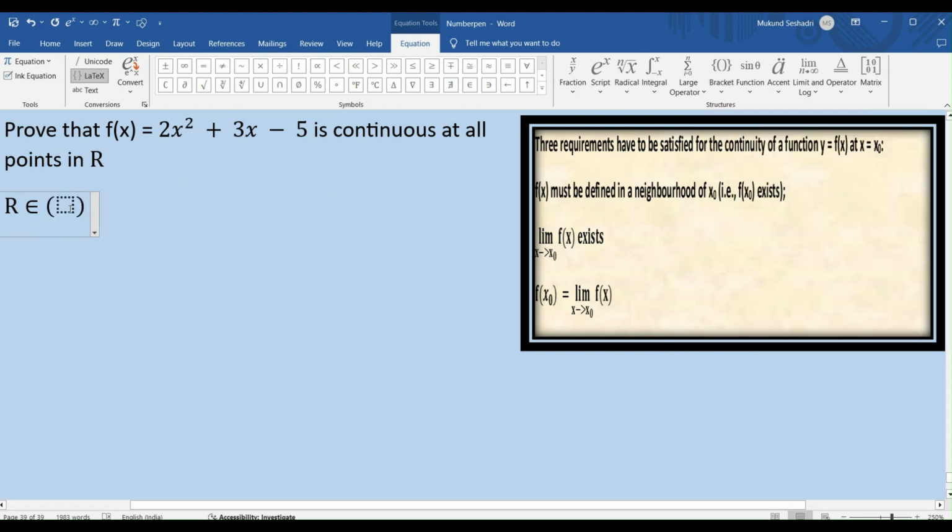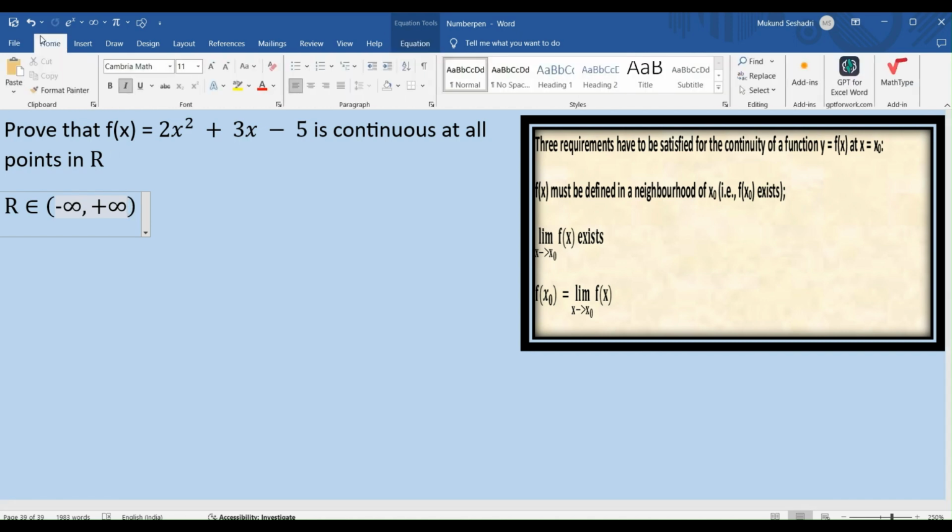And before we actually begin to discuss these three requirements and apply them in this particular problem and solve this problem, right? So let me start off with the first requirement, right? So what does it say? F of x must be defined in a neighborhood of x naught, that is f of x naught exists, right?